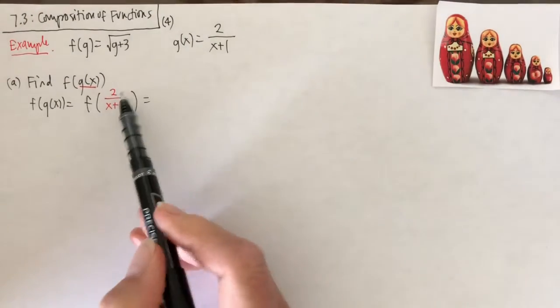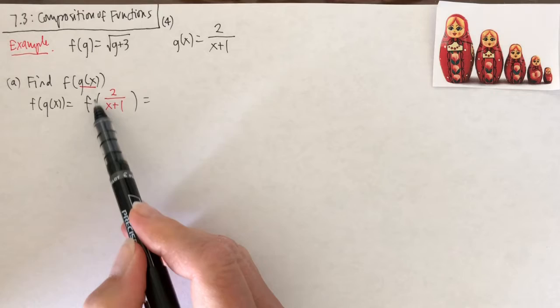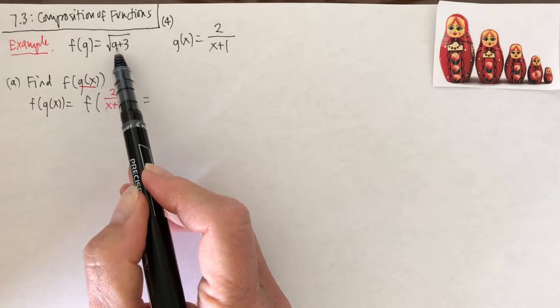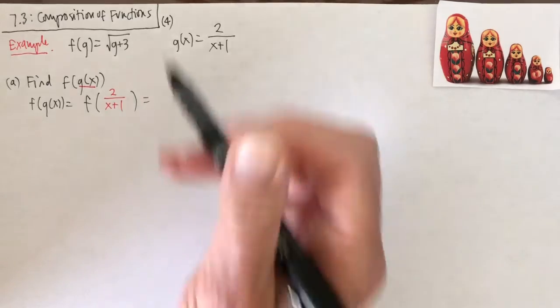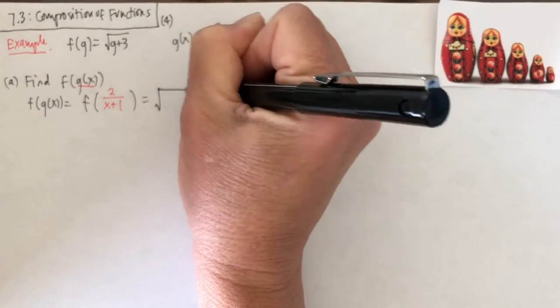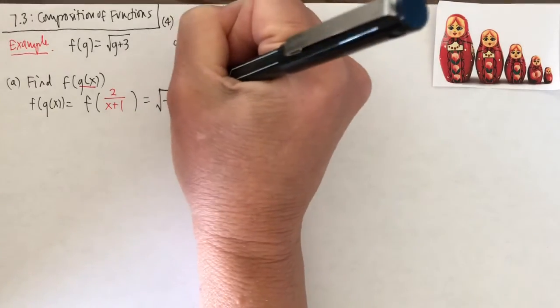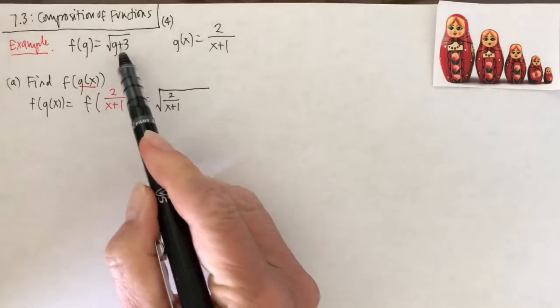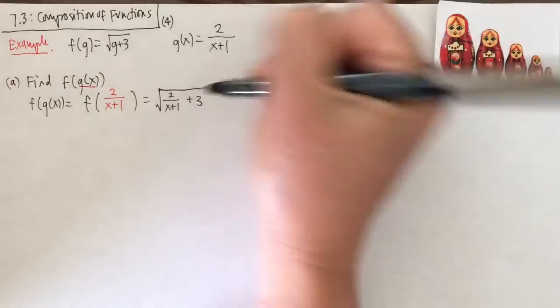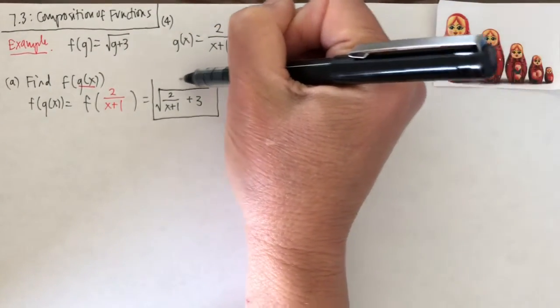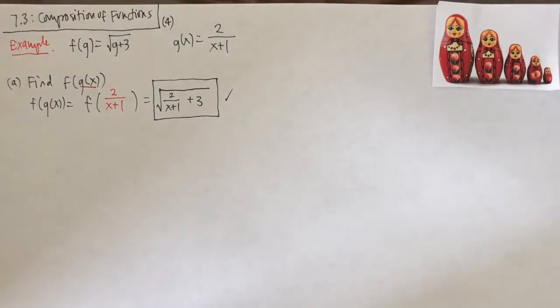So that means take this whole expression, and this is your input for the function f. Wherever there's a variable in f, we're going to put this whole expression. So that means it should equal the square root of the input, which is 2 over x plus 1, plus 3. And that's it. This is f of g of x. This is the composition of those two functions.